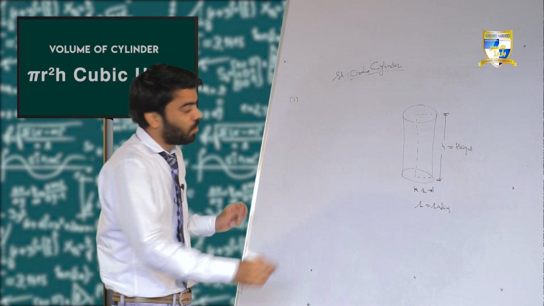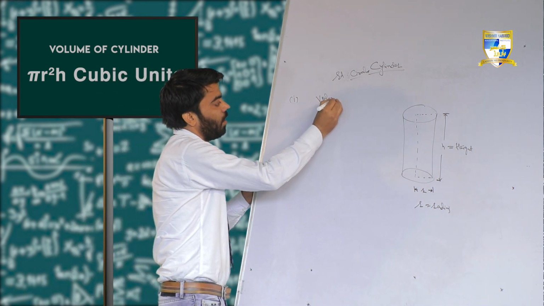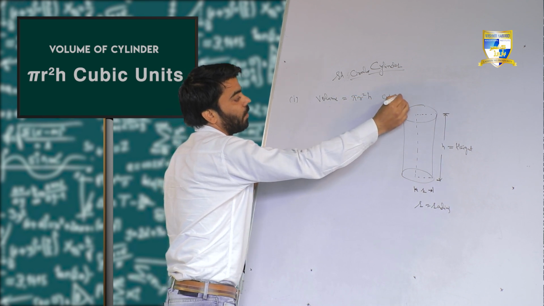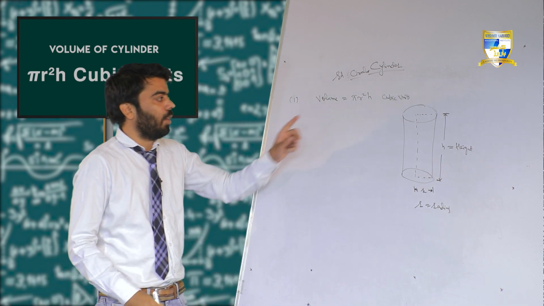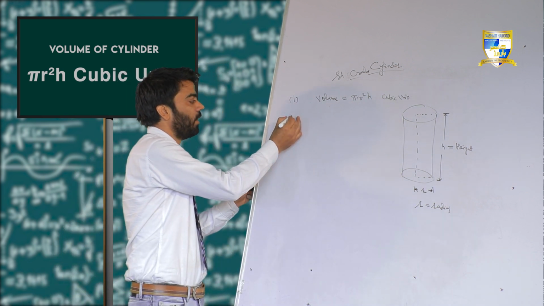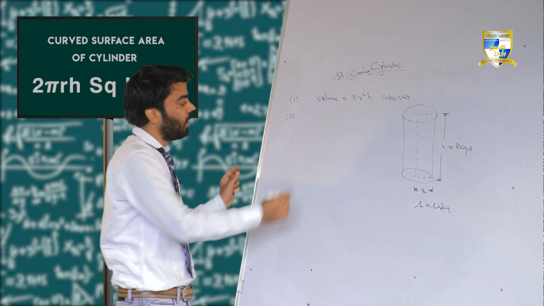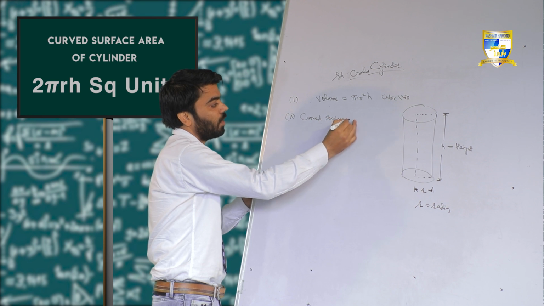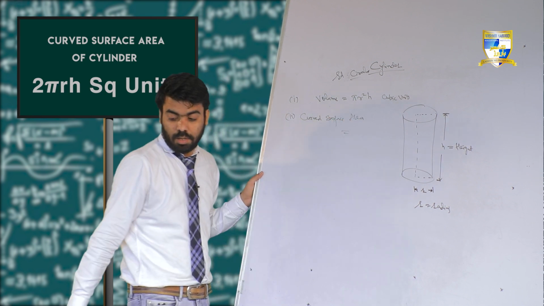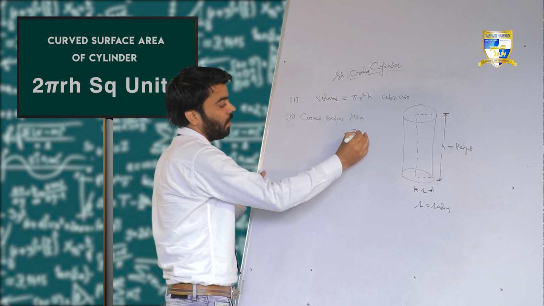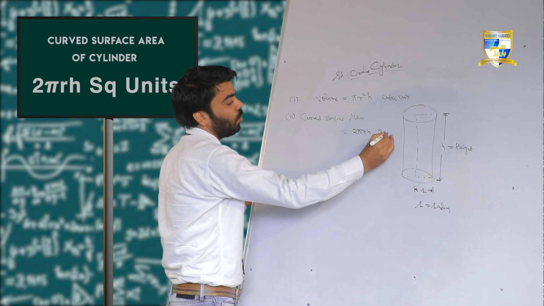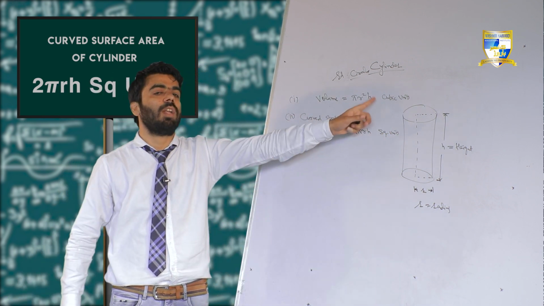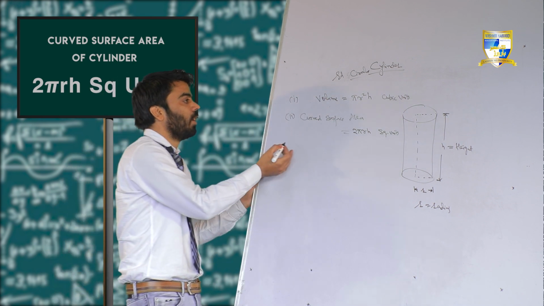First formula is its volume. Its volume is pi r square h cubic units. Second formula is curved surface area. Curved surface area equals 2 pi rh square units, not cube, because r and h are the two dimensions. Whereas in pi r square h, it will definitely be cubic units.